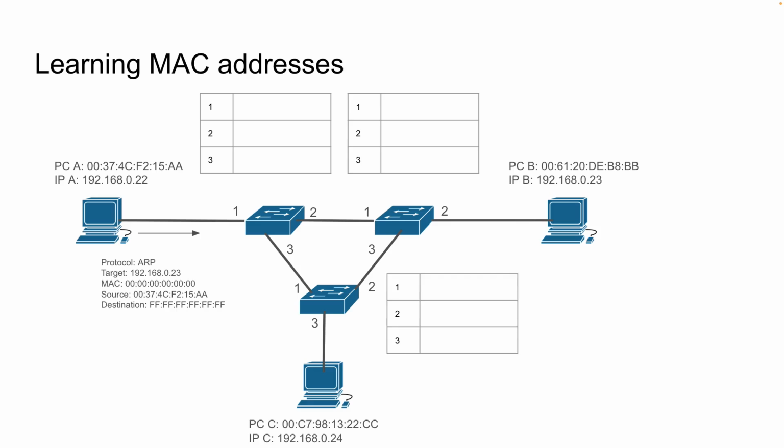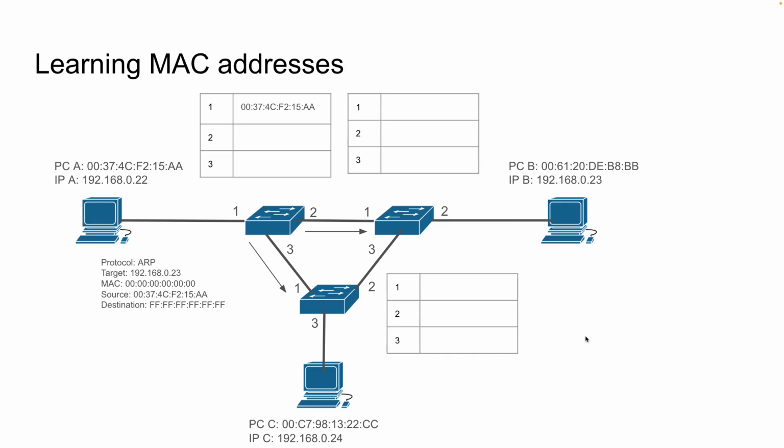The ARP request is sourced from the PC A MAC address, and the body of our ARP request is asking about the MAC address that corresponds to the target IP address 192.168.0.23. When such a frame is received by the switch at the upper left corner, the switch learns the source MAC address of the frame and associates it to port number 1.